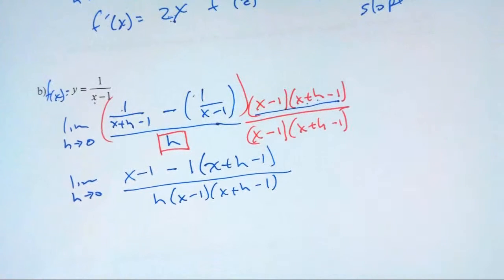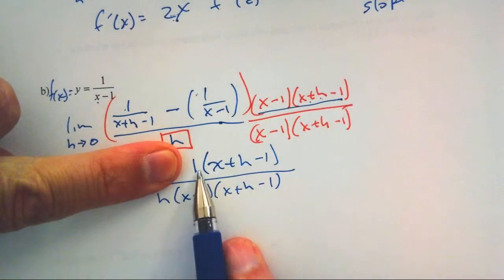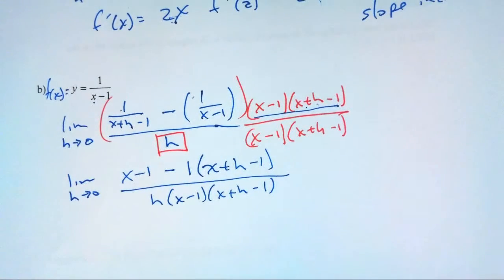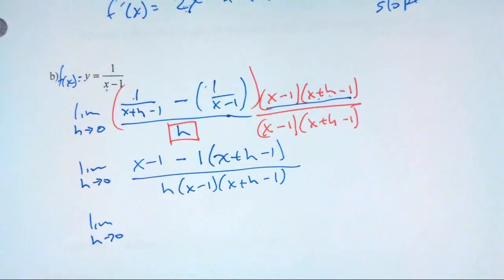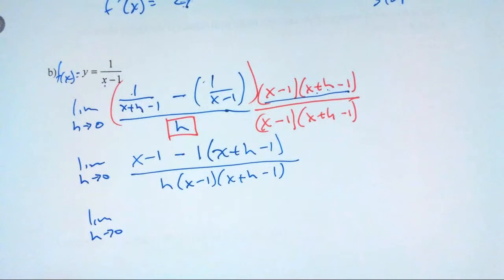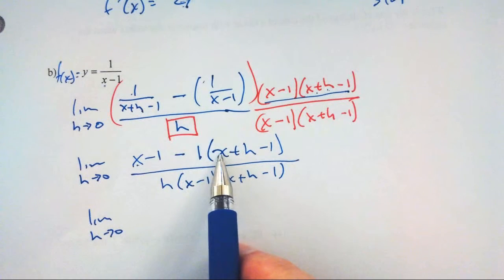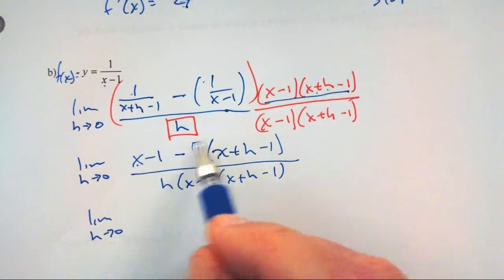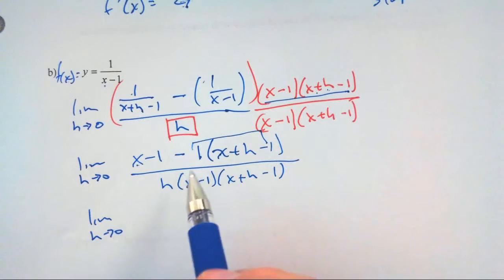Can I cancel the x plus h minus 1? Looks like it. Temporarily, this is a factor, but it's a factor of that term. Can't cancel it. What am I expecting to happen up in the numerator? Anything that does not include an h needs to go. Let's see, x minus x, right? Negative 1 plus 1, gone. What am I left with?